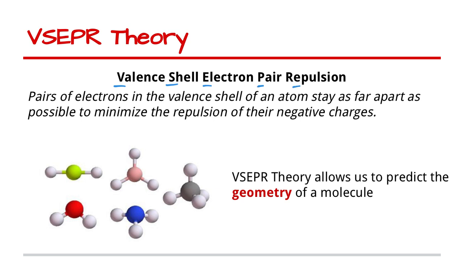Well, essentially, we're looking at pairs of electrons in the valence shell of an atom. And the repulsion part means that those electron pairs want to stay as far apart as possible to minimize the repulsion of their negative charges. And so molecules will take on different geometries and different structures in order to maximize the distance of these electron pairs away from each other.